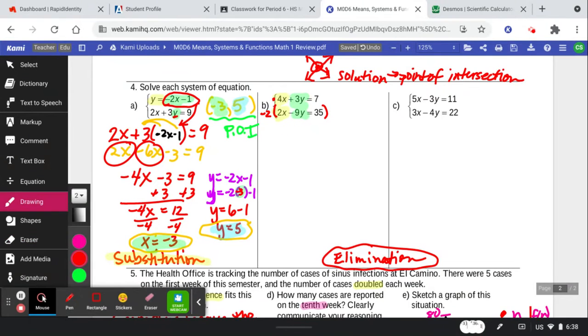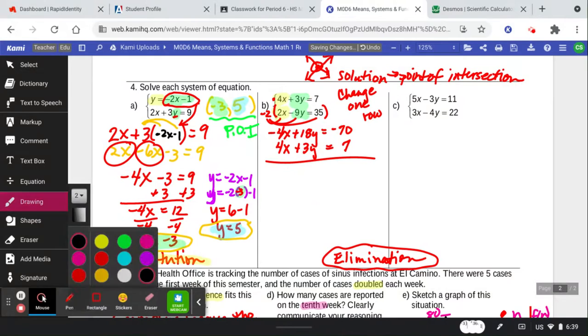So check this out. Negative 2 times 2x, there's that negative 4x I want. Negative 2 times negative 9y, and negative 2 times 35. I just made an entire equivalent row that is negative 2 times bigger. Now I'm going to go grab this original row from the top, 4x plus 3y equals 7. All I did here was change one row. And now I have opposites.